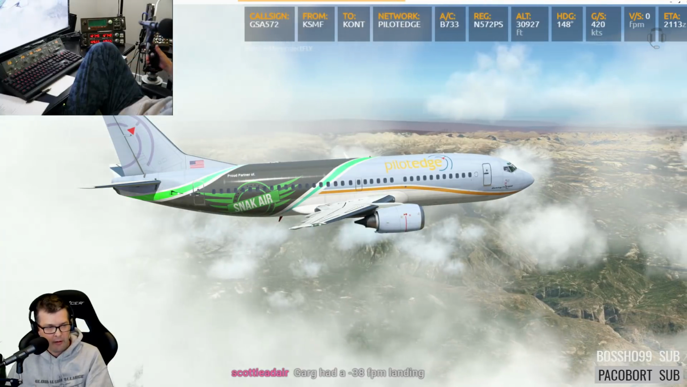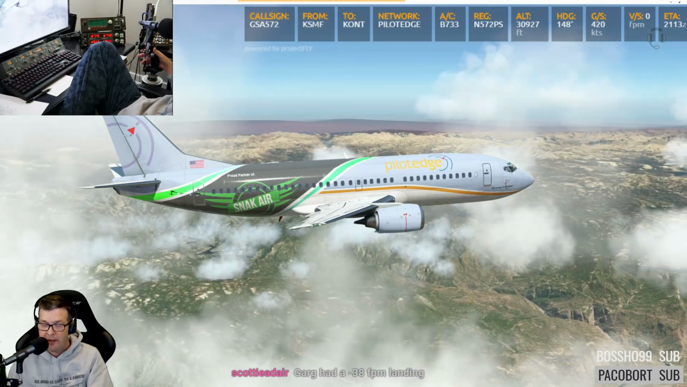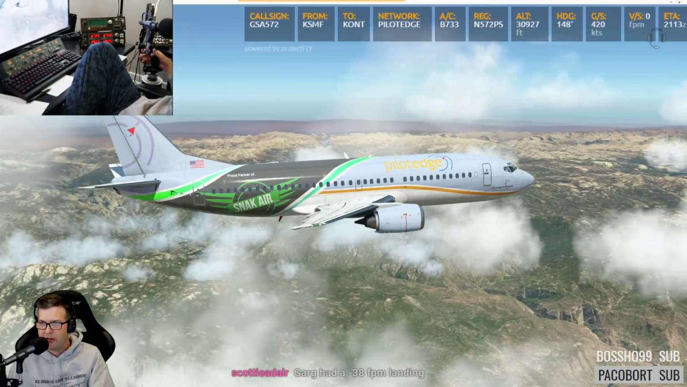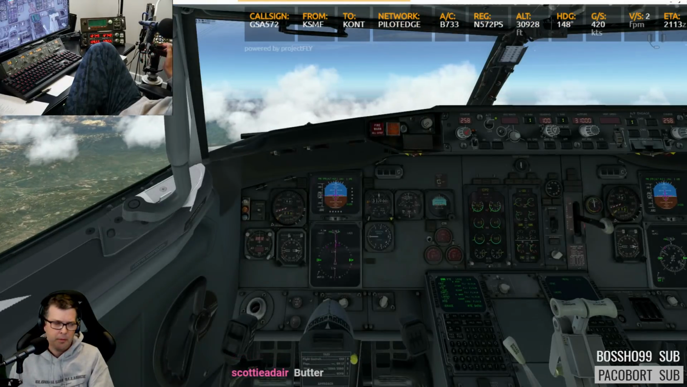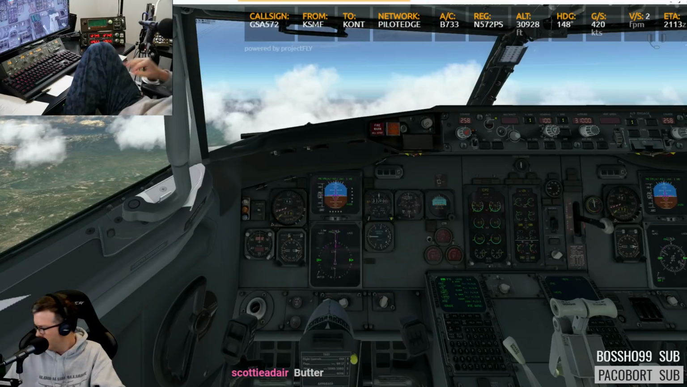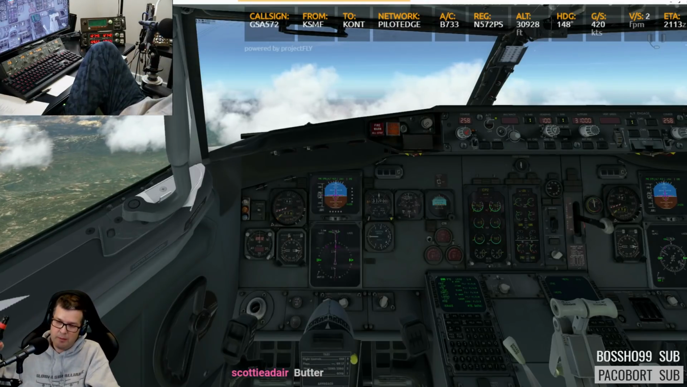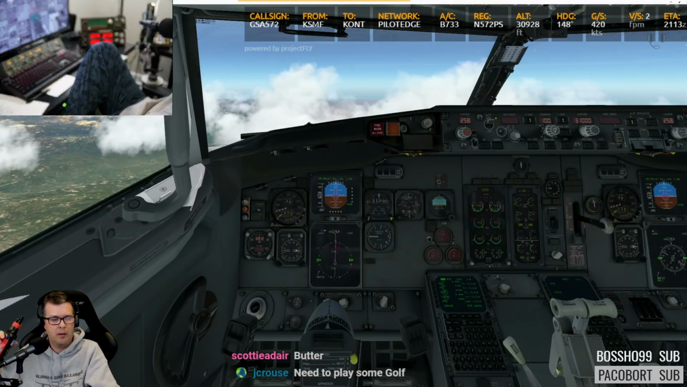Garg had a -38, nice. And he was in the FlyJ sim. It's a little slippier, a little slippier than some of the other aircraft. 727 being very slippy, 732 being a little bit slippy.